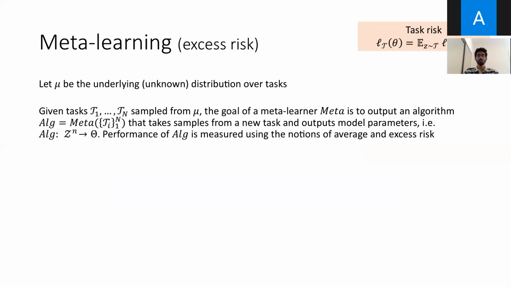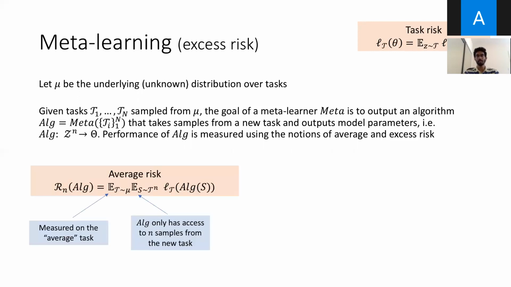Okay, so now since we are in meta learning, we also have a distribution over tasks, and we call this distribution mu. And formally, the problem of meta learning can be seen as given access to tasks T1 up to T capital N that are sampled from mu. The goal of a meta learner is to output an algorithm where this algorithm is going to take as input a data set of size n that would be given for a new task. And using that data set, it's going to output certain parameters from this class big theta. And the performance of an algorithm returned by some meta learner is going to be measured by this notion of average and excess risk.